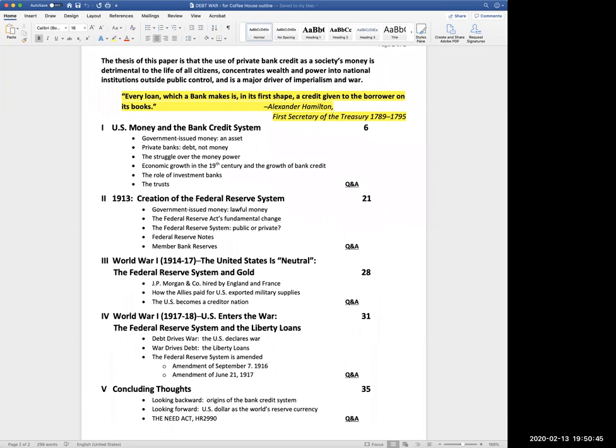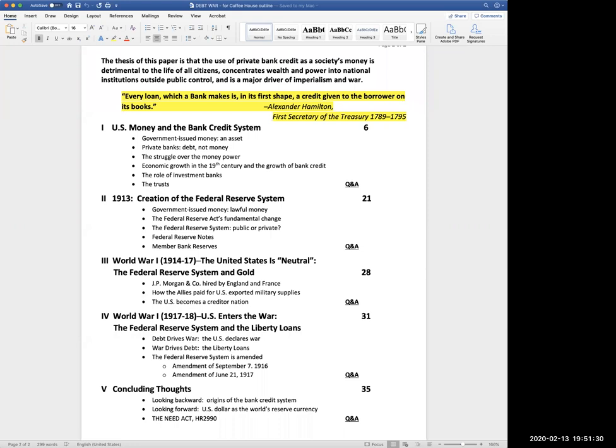And I just want to give you a little insight into what's coming. This is a quote from Alexander Hamilton, our first Secretary of the Treasury under the new Constitution. And in his second report to the new Congress, he was explaining the system of banks, which were already there. He said, every loan which a bank makes is in its first shape a credit given to the borrower on its books.